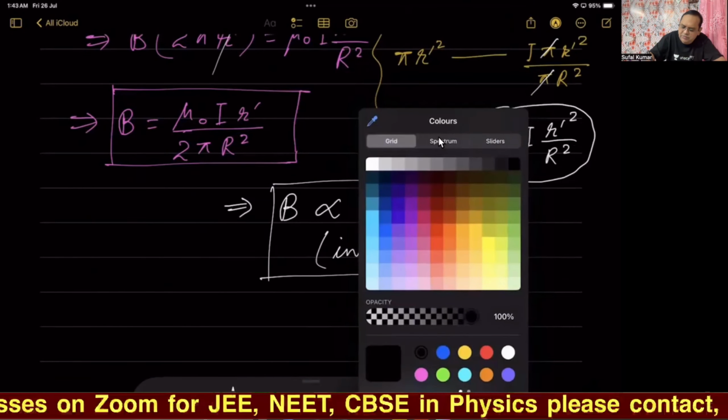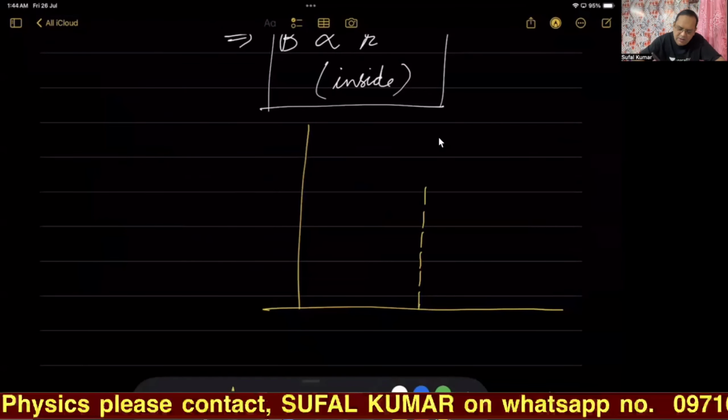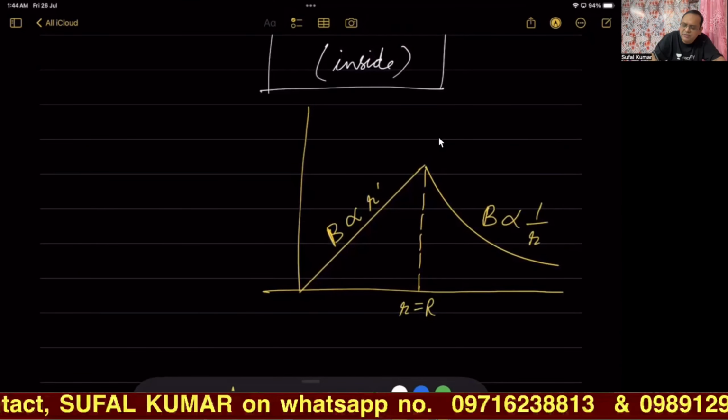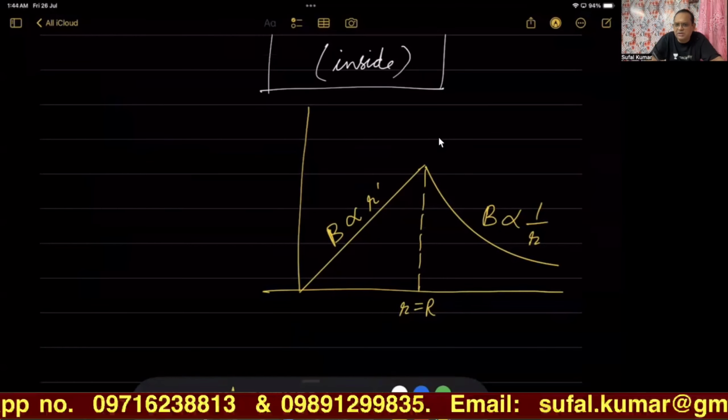On this basis, we can show the graphical variation. Also, it is directly proportional. It is on the surface. On the surface, the graph is roughly broken.